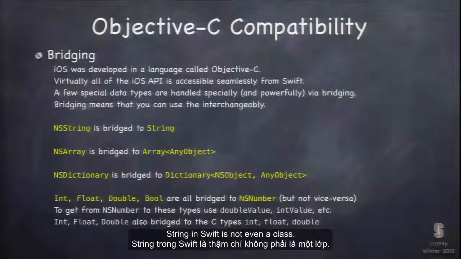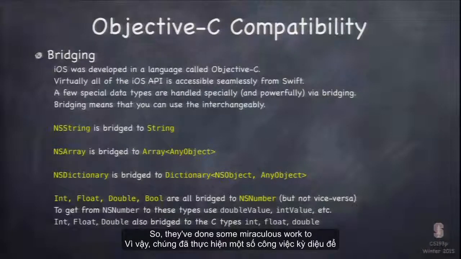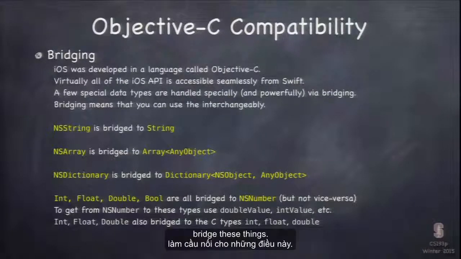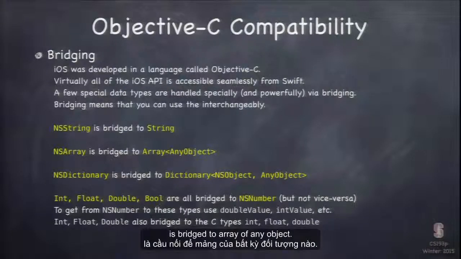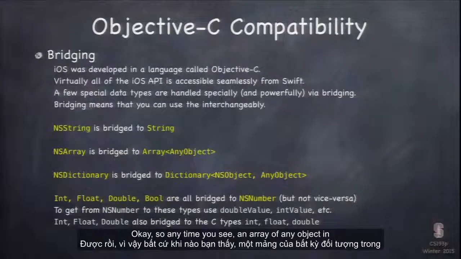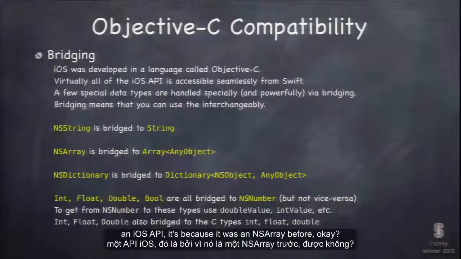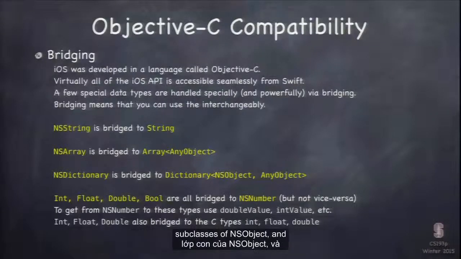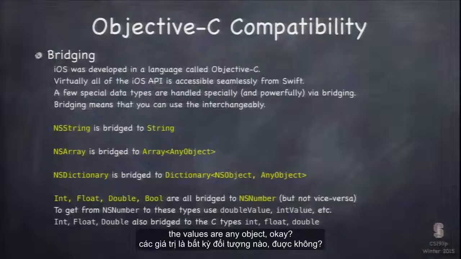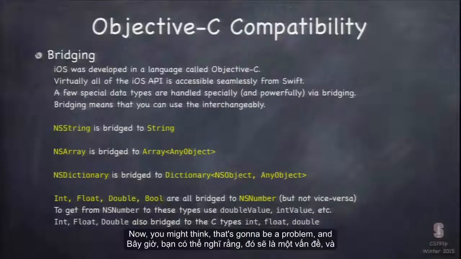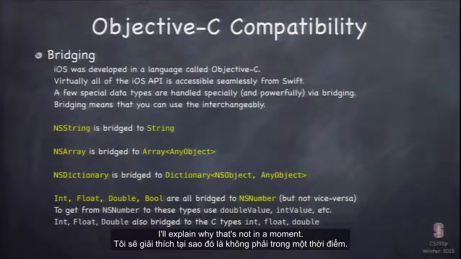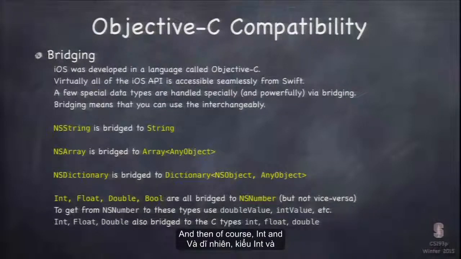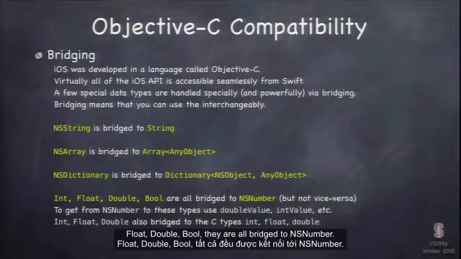String in Swift is not even a class. Okay? It's just a struct. So they've done some miraculous work to bridge these things. NSArray, which is the old array, is bridged to Array of AnyObject. Okay, so anytime you see an array of AnyObject in an iOS API, it's because it was an NSArray before. Okay? Then NSDictionary is an interesting one. It's bridged to Dictionary where the keys have to be subclasses of NSObject, and the values are AnyObject. Okay? Now, you might think, oh, that's going to be a problem, and I'll explain a little bit why that's not in a moment.